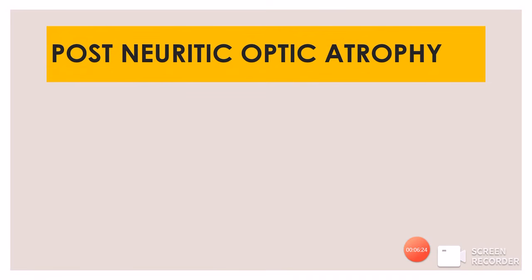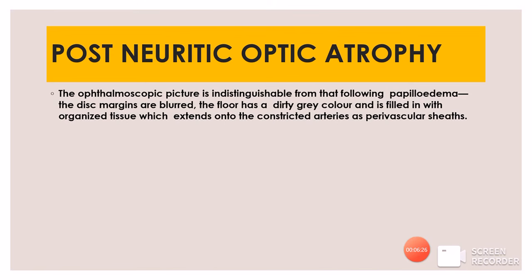Then what happens in any optic neuritis is that finally, after damage, as we know that the nerves of our optic nerve cannot regenerate. So ultimately we are going to have optic atrophy, and it is going to look very similar to that of post-papilledema optic atrophy, in which it will look like secondary optic atrophy, in which we'll have the dirty gray color of the optic nerve.